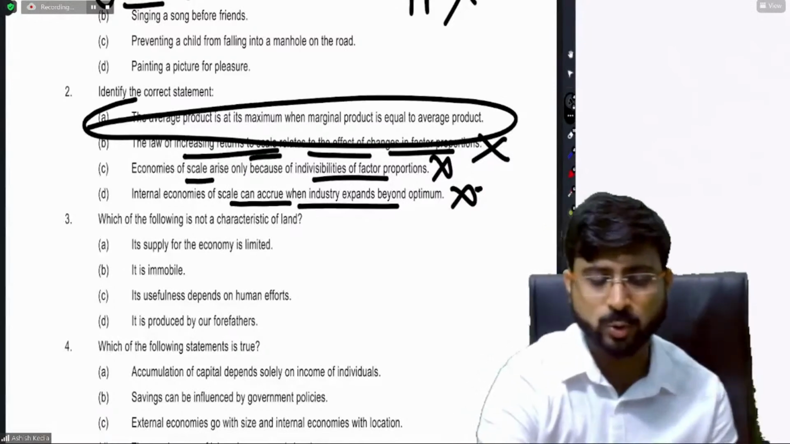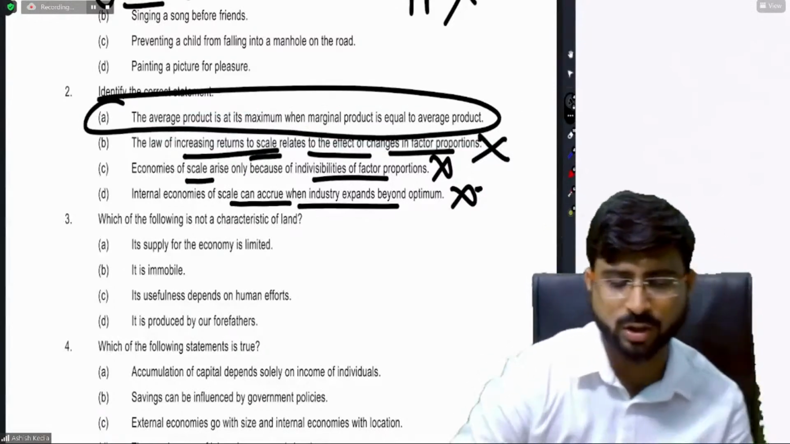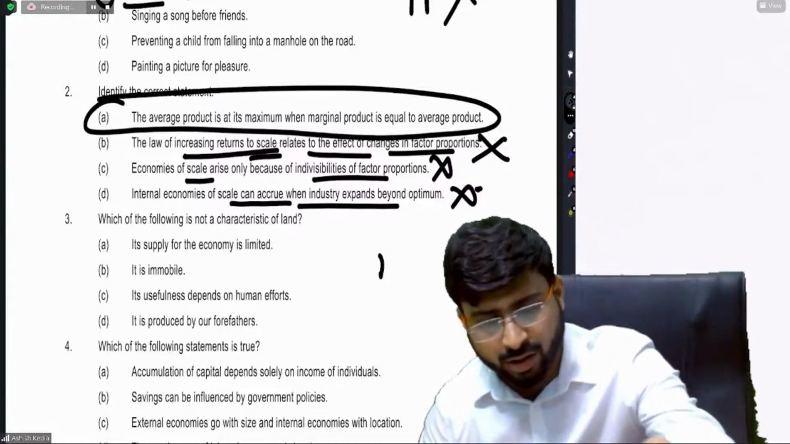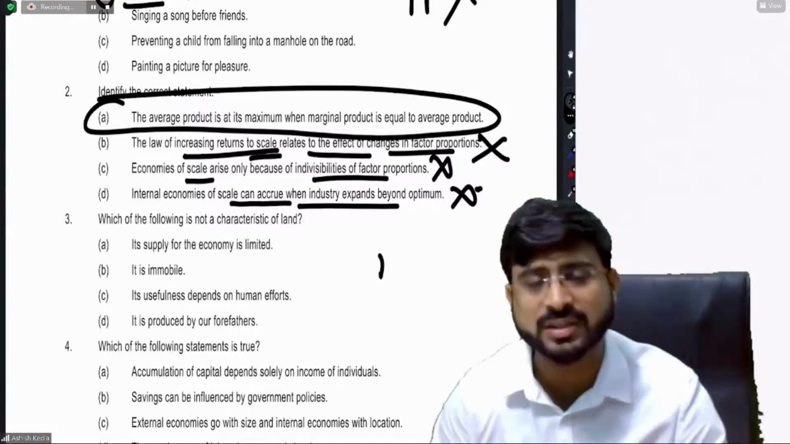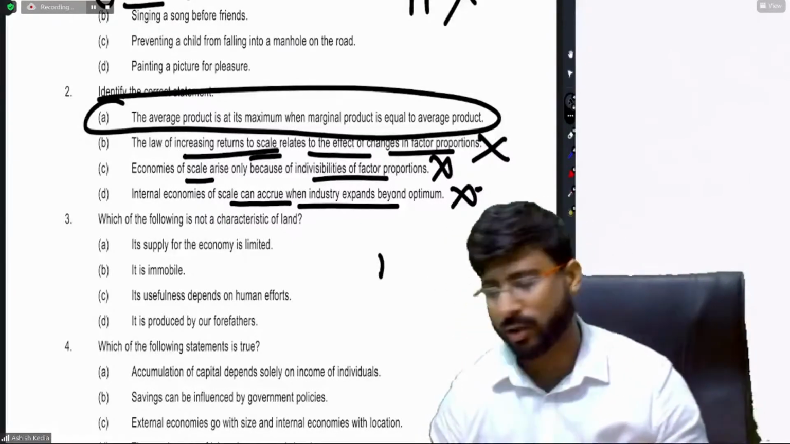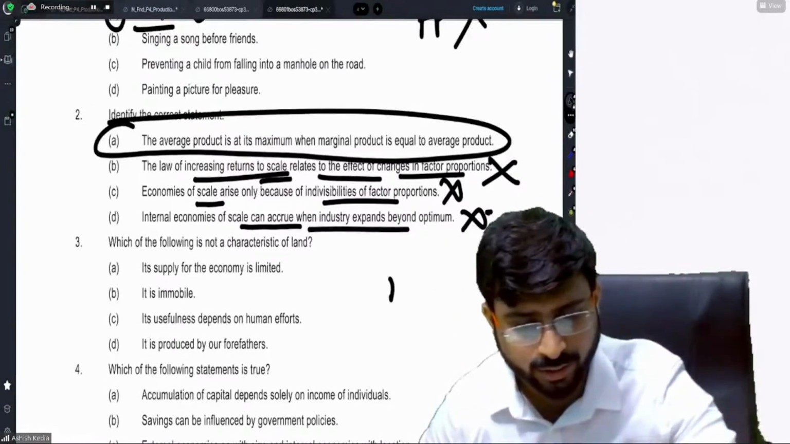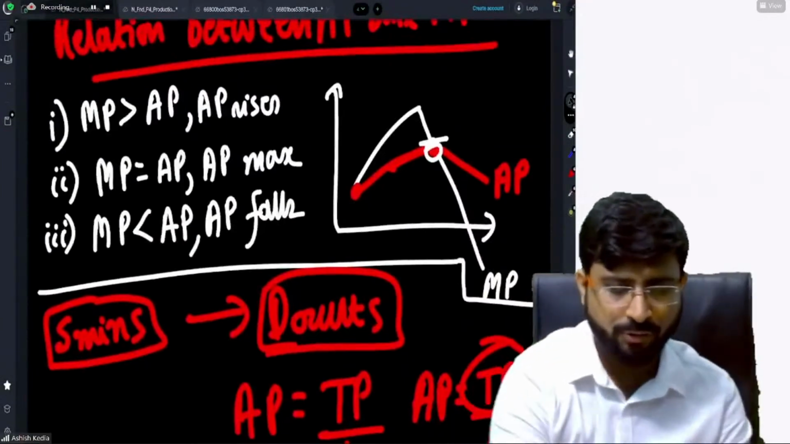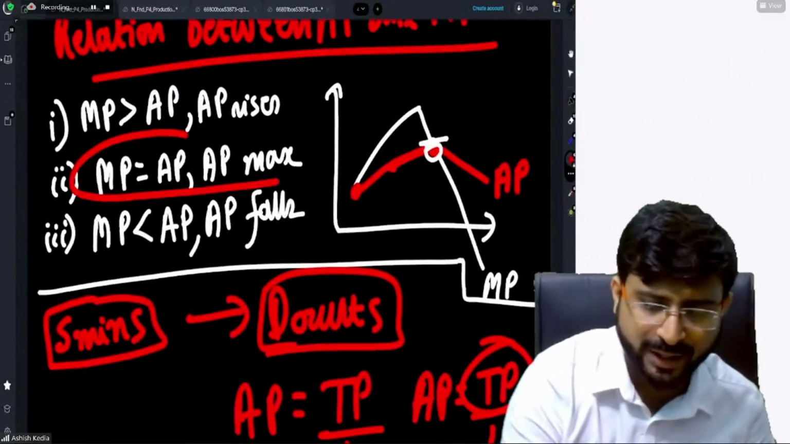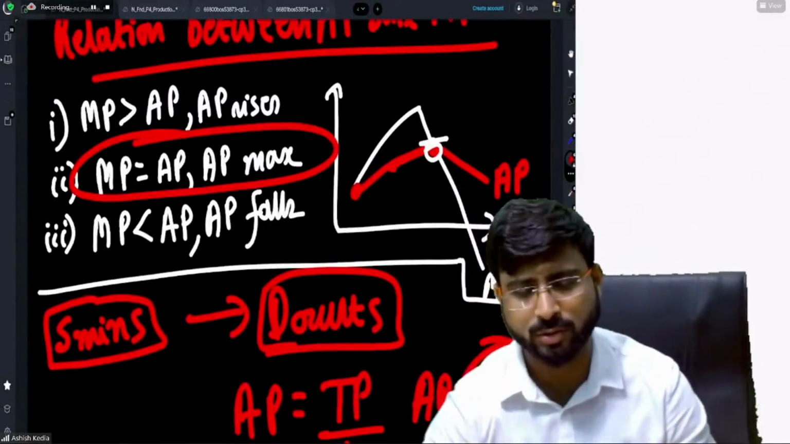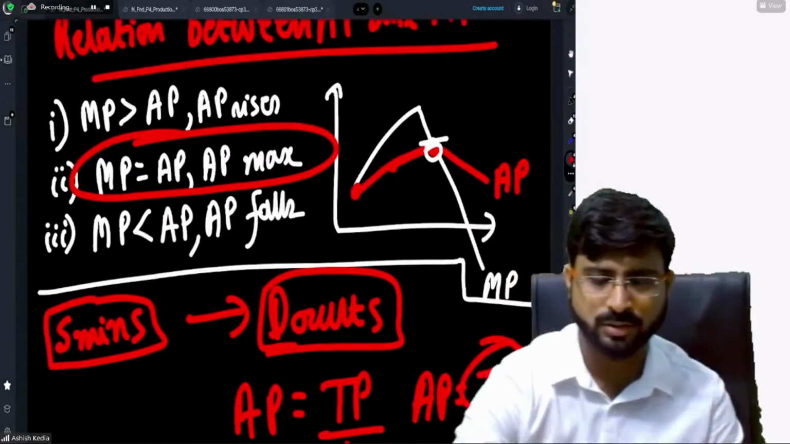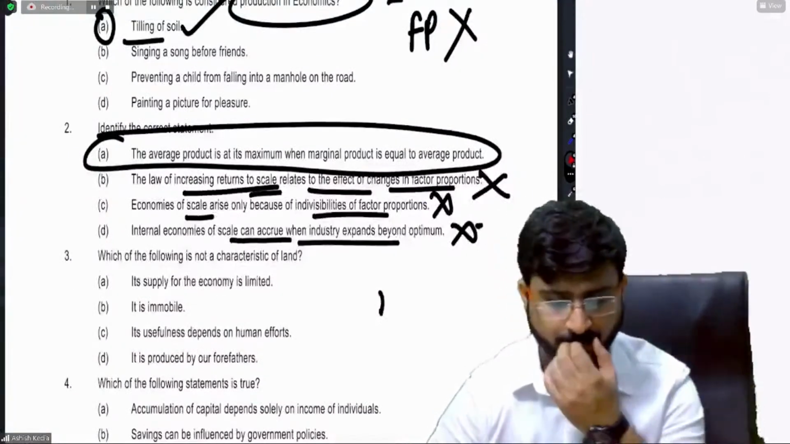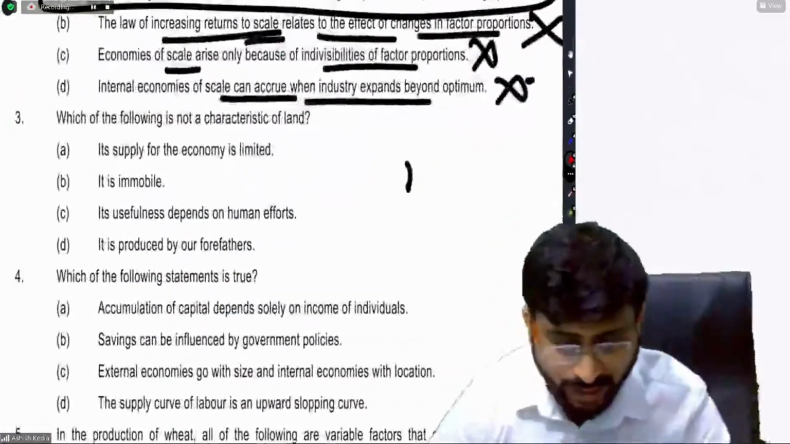In fact, I have made you write it also. Check your notes. Have you written this down or not? AP is at its max when AP equals MP. I have made you write this today itself. Yes or no, everyone? You see, I am showing it to you here. Check. When MP equals AP, AP is maximum. I have made you write just now. Correct, sir. Which of the following is not a characteristic of land?